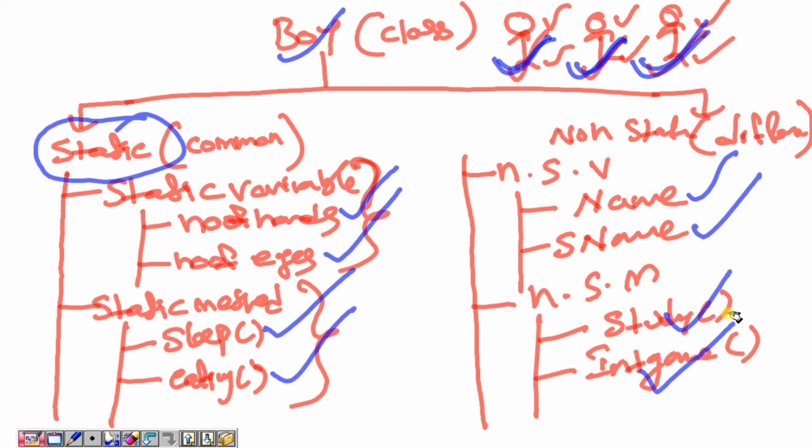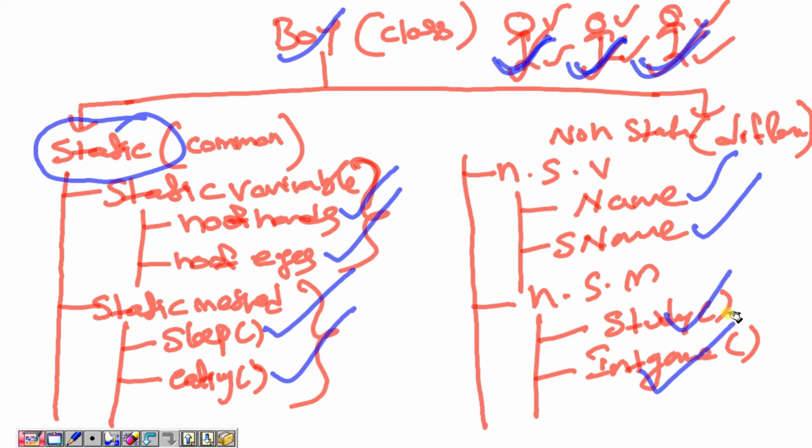For example, in this boy category, three objects have common things: number of hands, number of eyes. And these three objects can do common actions, sleeping and eating. This is what we are calling static variables and static methods.